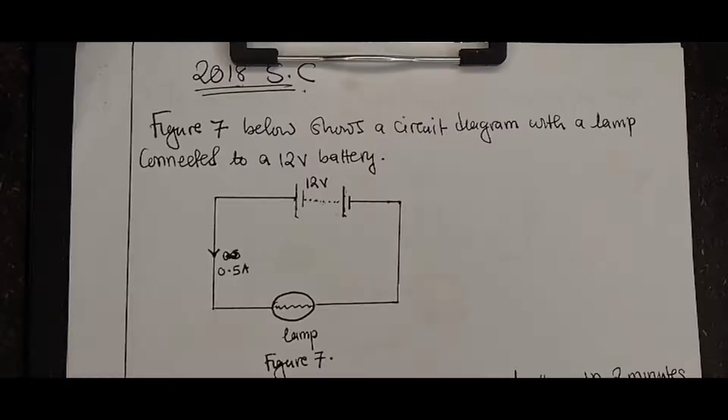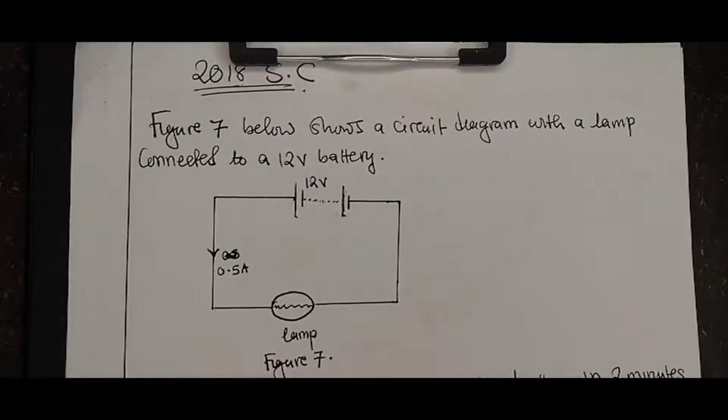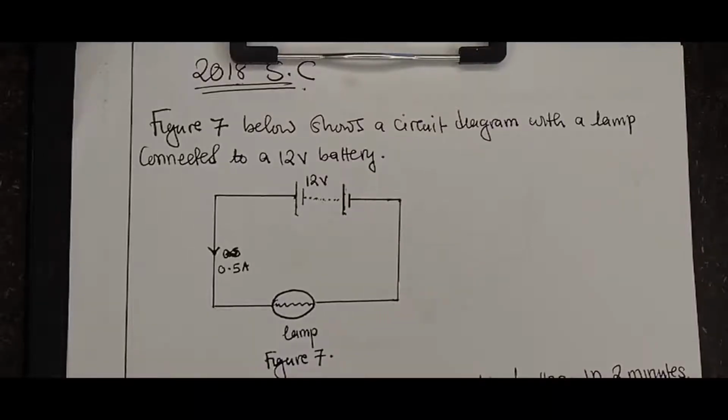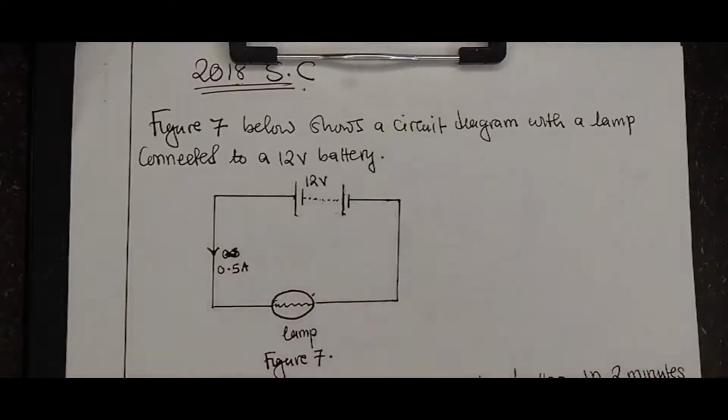Here is the fourth question in this video. Figure 7 shows a circuit diagram with a lamp connected to a 12-volt battery. So we are looking at a lamp that is connected to a 12-volt battery. And of course, the current flowing through is indicated here, 0.5 amp. Calculate the charge passing through the battery in 2 minutes.